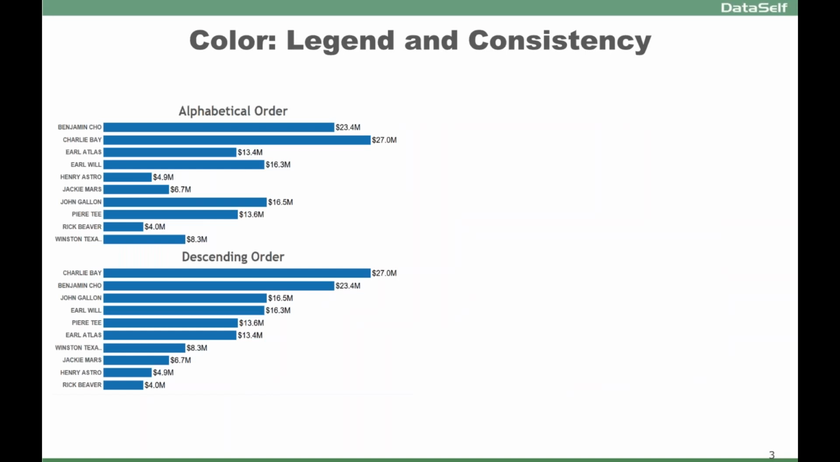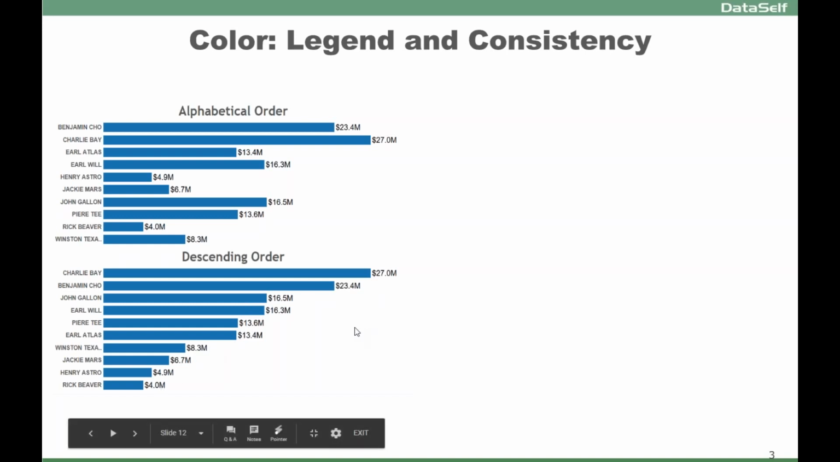Another thing about legend and consistency with colors, this is actually a visualization that one of our clients put together for salespeople. They have it on a big screen in the sales team room. So they have a report or a chart showing by salesperson alphabetically how much they're doing. And at the bottom, the same information, but in descending order by performance.